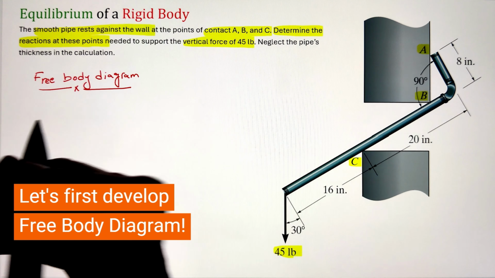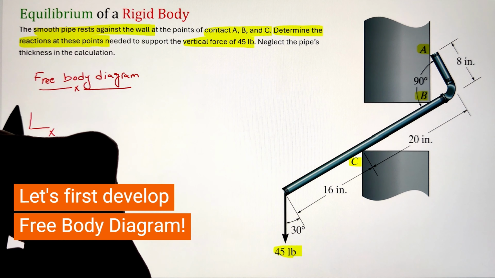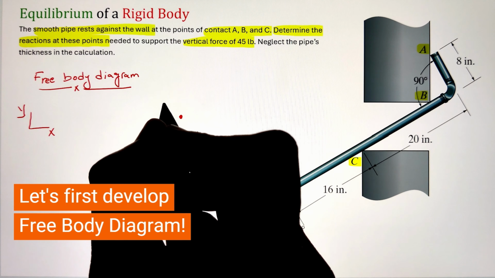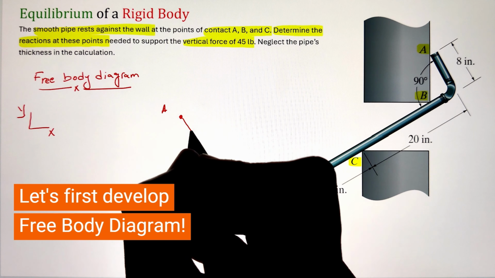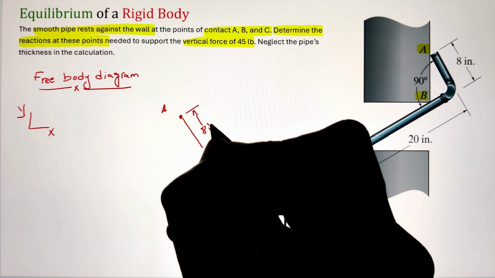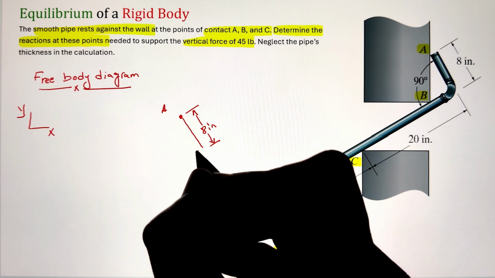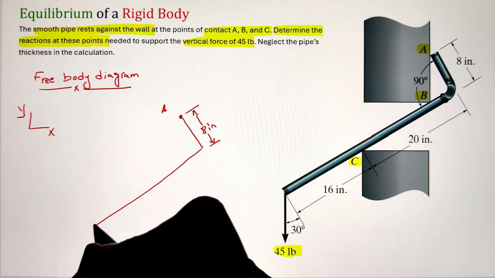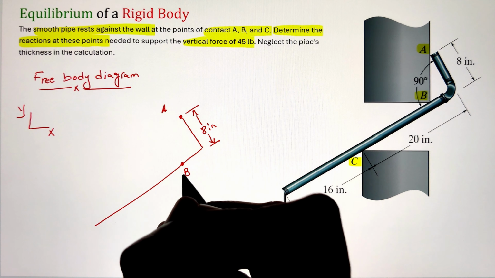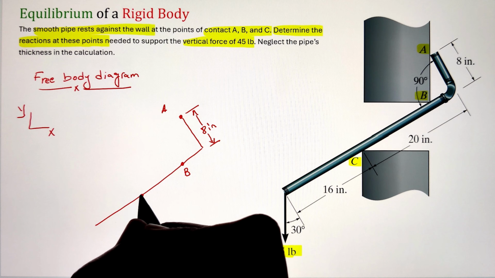That is, X is taken as horizontal and Y axis is given as vertical here. Next, we need to isolate our object from all the extra stuff. Since in the question it's mentioned that the thickness is neglected, I'm going to draw the pipe as a line from point A all the way to where the load of 45 pounds is being applied.